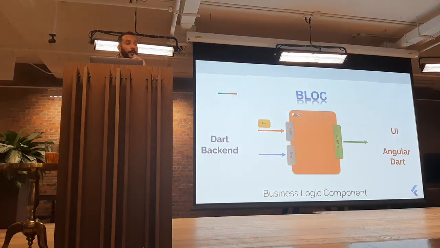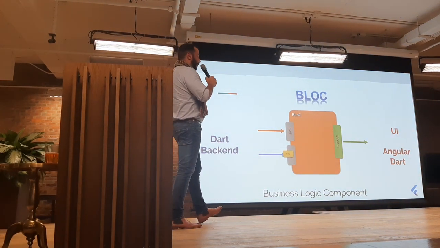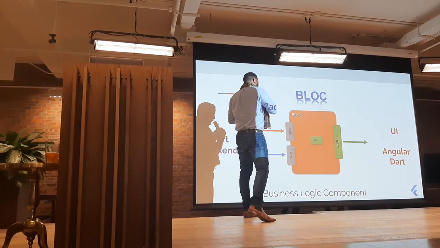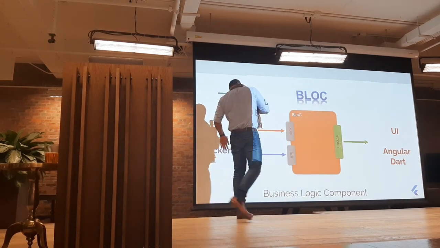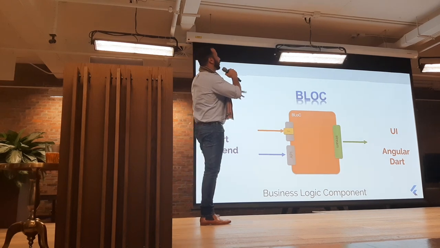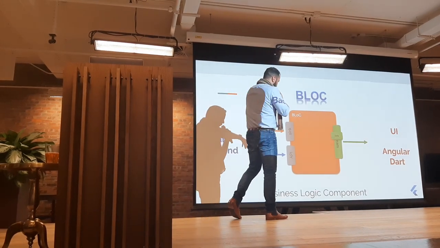This was the birth of the BLoC pattern. Anybody heard of it? Yes. It's arguably a very popular pattern in the Flutter world. Up until Provider came out, it was kind of the go-to. And it's very similar in that data flows in one direction only. So we have our Dart backend on one side, and we have our Angular Dart, which is the front end, on the other side. And there's kind of a black box in the middle.